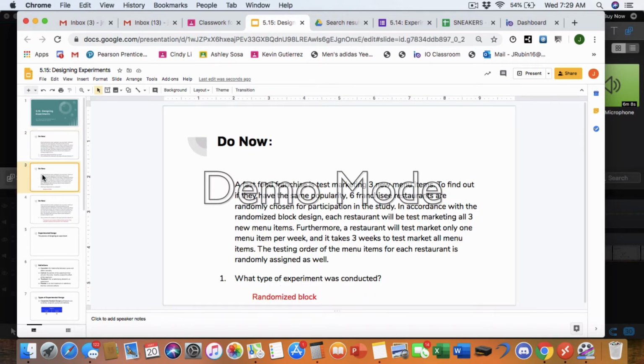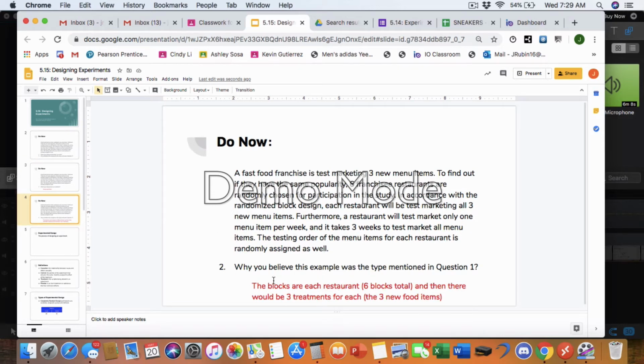Okay, so this is a randomized block experiment. Why was it a randomized block? So the blocks can be considered each restaurant. So there's 6 blocks total, and then there's 3 quote-unquote treatments for each, the 3 new food items.